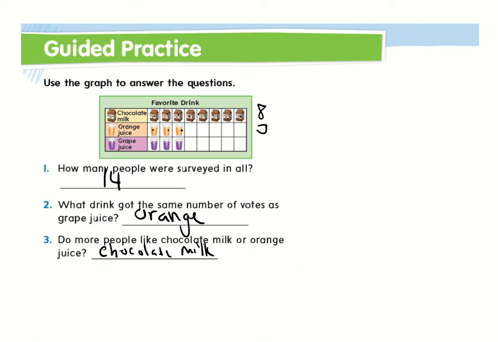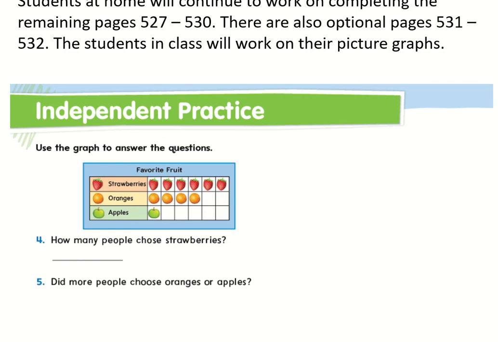All right, boys and girls. So, your job today is to work on the math pages on pages 257 to 530. We can do an independent practice in class today if you'd like to. You can also do optional pages of 531 to 532. Good luck, boys and girls.